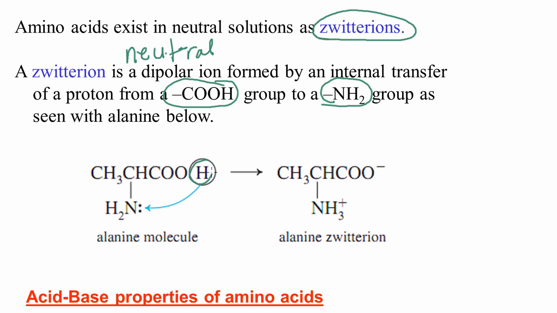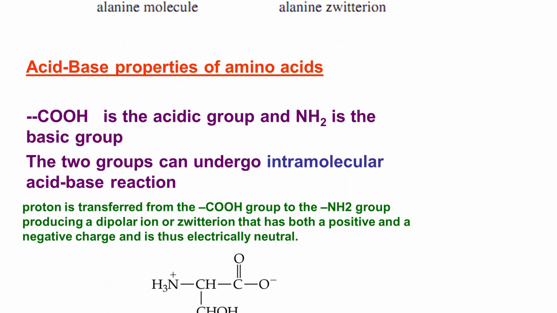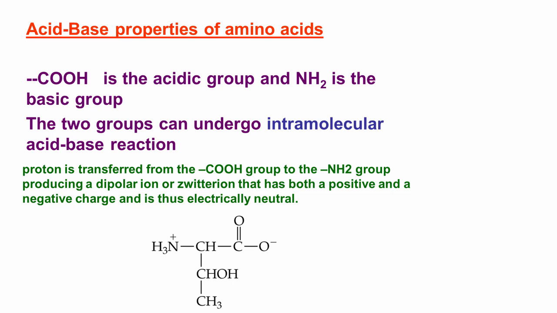This hydrogen here, this acidic hydrogen, is transferred from this carboxyl group to this amino group through this lone pair of electrons. And what we end up with here is this zwitterion. And it is indeed neutral because we have one negative charge and one positive charge. And of course, those add up to 0.